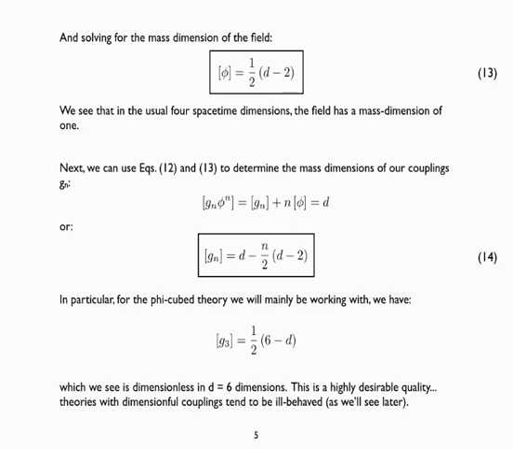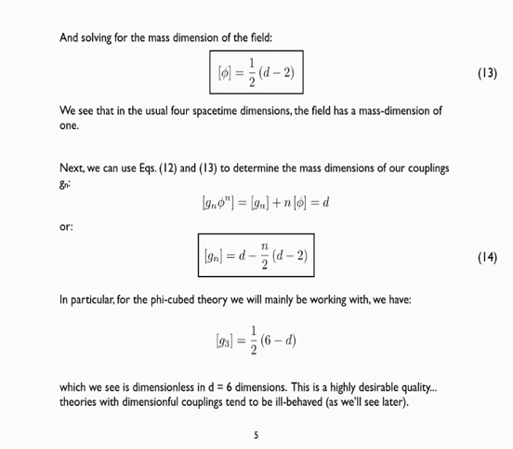Okay, so again, I've got the mass dimension of the term. I can split it into the mass dimension of the coupling, and there are n factors of the mass dimension of the field. Right, and I solve for the mass dimension of the coupling, and I get this expression. And in particular, if I put in n equals 3 for the phi cubed vertex, I get something that looks like this.